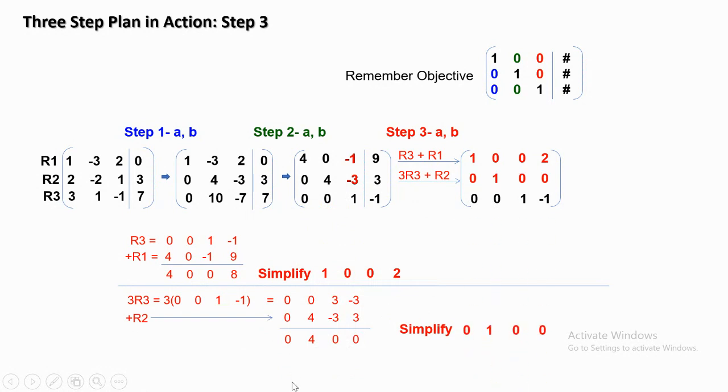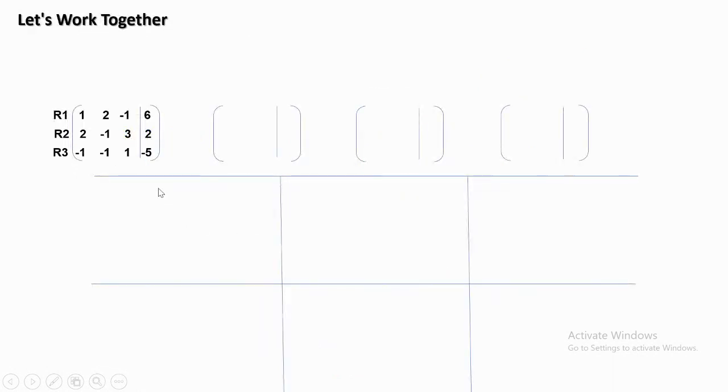So that's my row 2. So what's my solution? Choose 0, negative 1. Okay, now let's do one together.